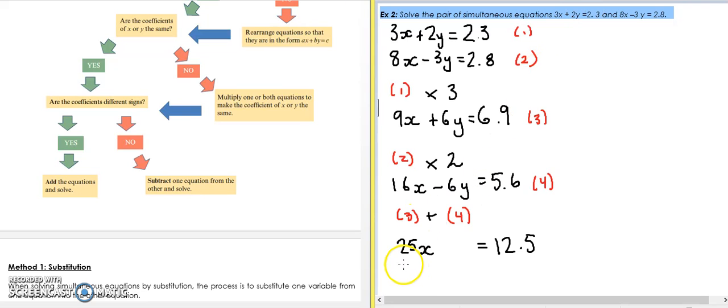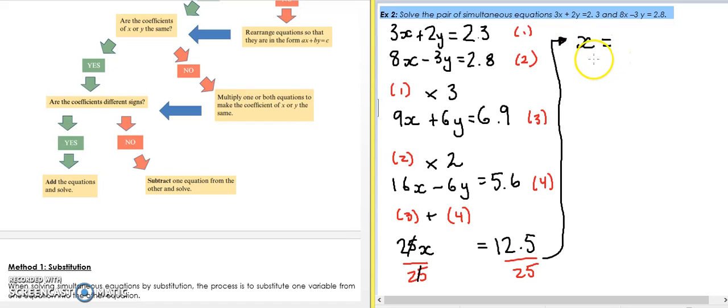Alright, we have a times 25. Let's go ahead and divide by 25, divide by 25, and these two cancel out. So we will then be left with x is equal to 12.5 divided by 25. When you put this into your calculator, it will give us 0.5. Okay. Not exactly a whole number, but you can get decimal numbers and decimal answers when doing this.